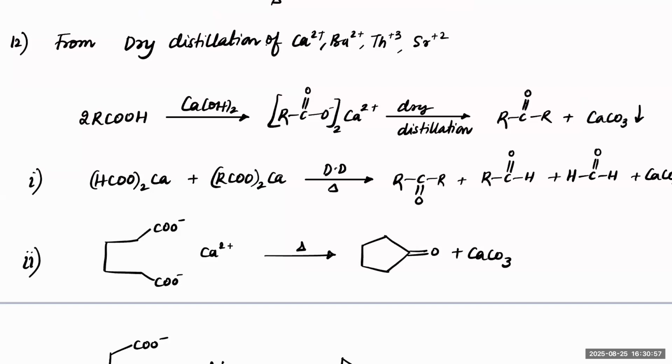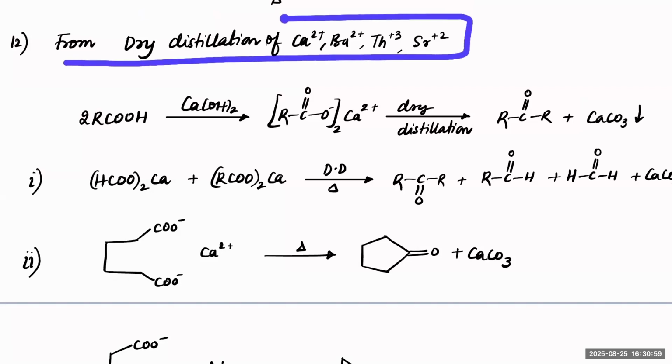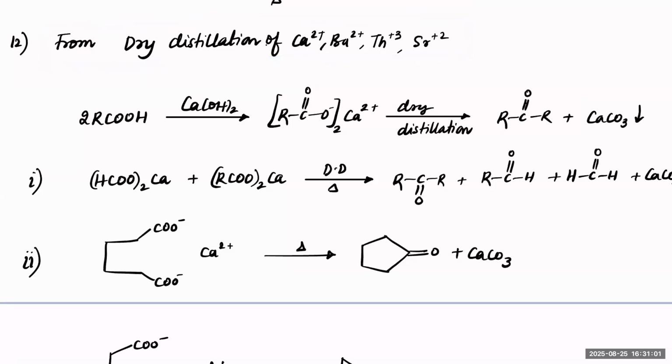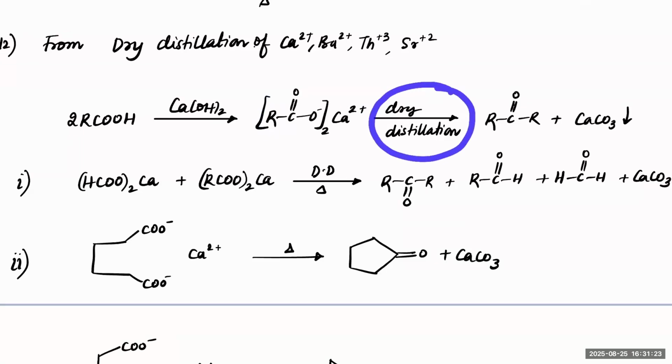Next, this is a very, very important reaction, which is using carboxylic salts, calcium salts, or barium salts to convert them into ketones. Suppose you have 2 moles of this acid and react with calcium hydroxide. Then this acid will convert into a calcium salt first. So this is the calcium salt that you will get. From there, you are doing a dry distillation. On dry distillation, you will convert this into a ketone.